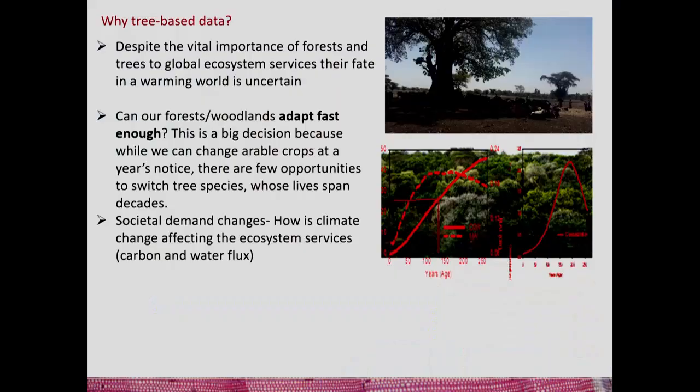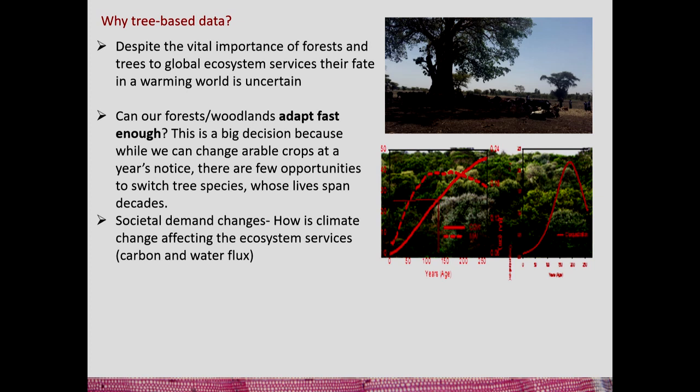But okay, this is all great, but despite all their importance, their future in this global warming world is uncertain. So what can we do? The biggest question now is, can our trees, forests, and woodlands adapt fast enough to this ongoing climate change? Because I showed you the increase in tree mortality and fire frequency and all that.